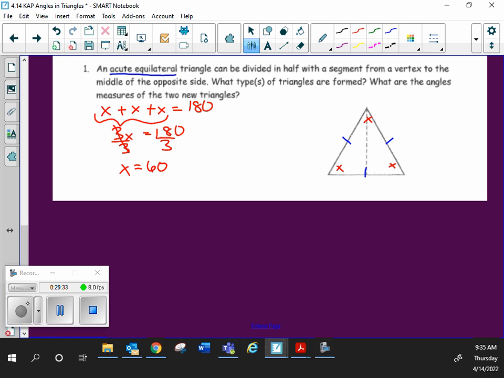Pause that thought, okay? There's some extra talking points going on. We are going to get there, and I will come back to you in just a second. So I'm going to go ahead and label all of these as 60 degrees. 60, 60, and 60. Okay, so we've taken care of that acute equilateral triangle, and then it says divided in half with a segment. So go ahead and say again what you were saying.